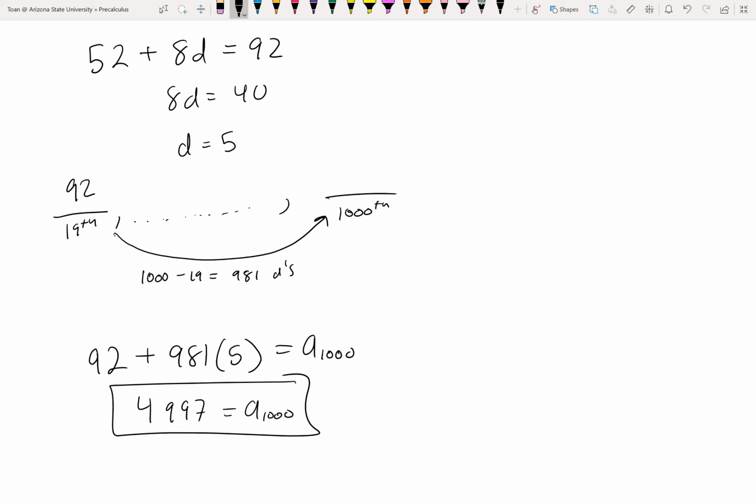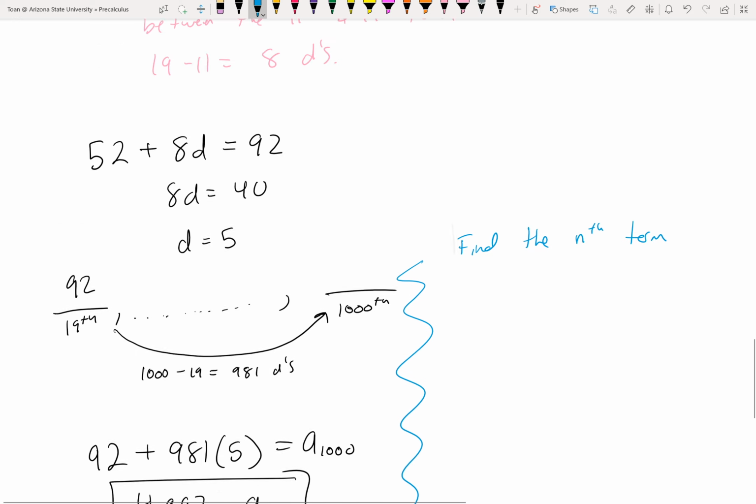Just for fun, even though it didn't ask for it, let's say it wanted the nth term. Let's say it wanted you to find the full formula. So I'll do this in a different color. This is sort of like a sidebar, extra stuff. Find the nth term. Again, it's sort of funny. I don't really use the formula. It's all 100% logic. So you do the same concept.